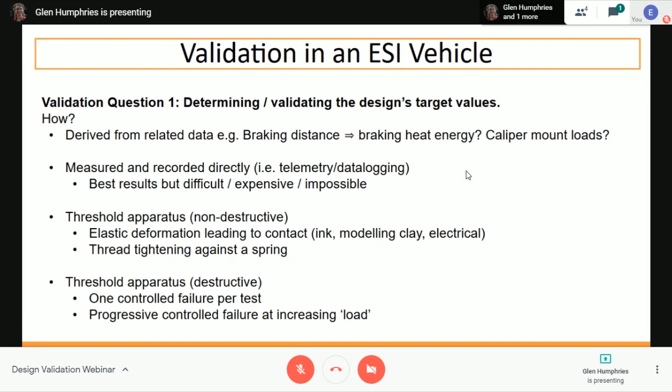But yeah, so difficulty and expense often get in the way of these things. And in some cases, it's actually impossible. So there are some things that you simply can't measure if you're trying to measure the torque load on a drive shaft. There are ways you could actually do it, potentially, that we'll discuss later. But using strain gauges is going to be really difficult because it's a rotating component. So sometimes there, the telemetry and data logging just aren't the right answer.